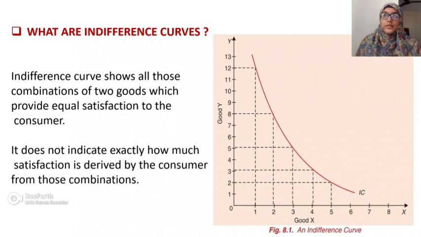What are indifference curves? Indifference curve shows all the combinations of goods which provide equal satisfaction to the consumer. In other words, all combinations of two goods lying on a consumer's indifference curve are equally desirable or equally preferred by the consumer. The graph here shows quantities of good X and quantities of good Y. Here 4 units of X and 3 units of Y will give the same satisfaction as 5 units of good X and 2 units of good Y. The indifference curves do not exactly indicate how much satisfaction is derived from the combination of goods.